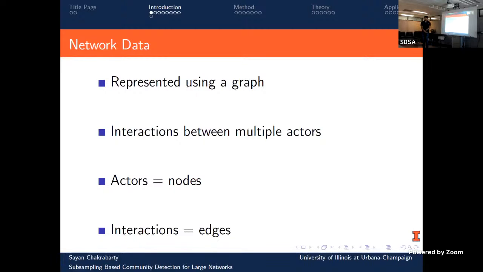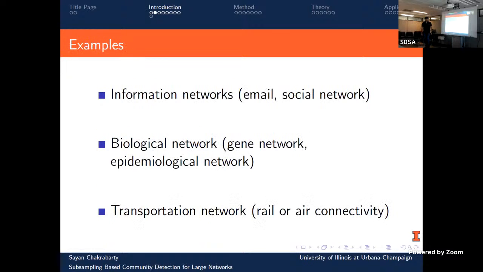So any data that can be represented using a graph is network data. It usually involves different actors who interact with each other, and we usually represent those actors using nodes in the graph and the interactions using edges. For example, a common example is a social network. If we look at the Facebook network, we can think of the users as nodes, and if two users are friends on Facebook, then they are connected by an edge.